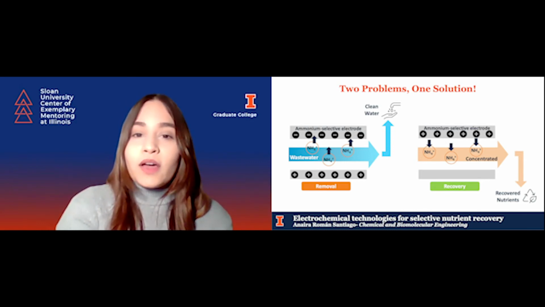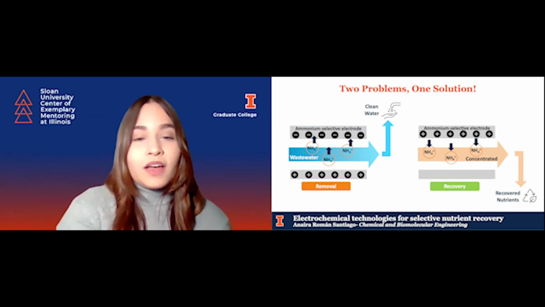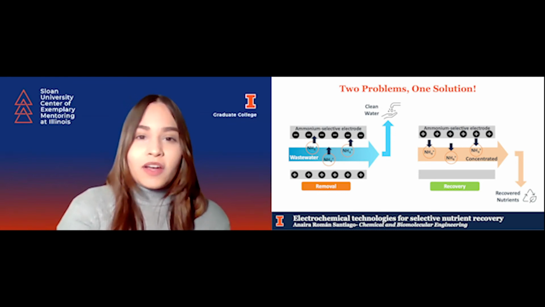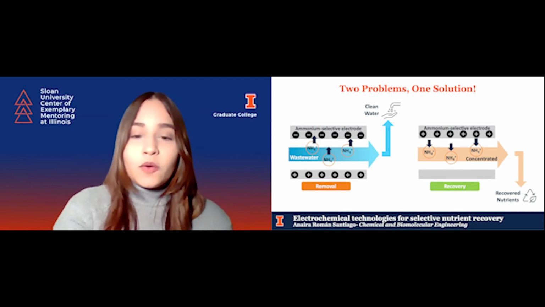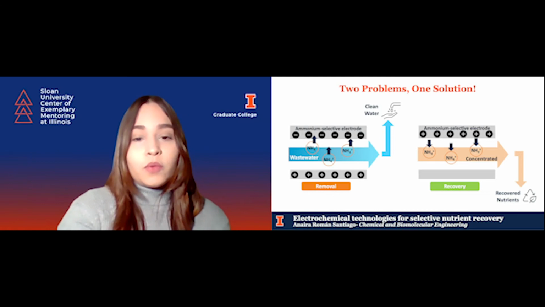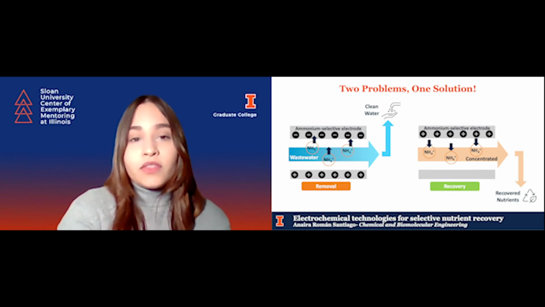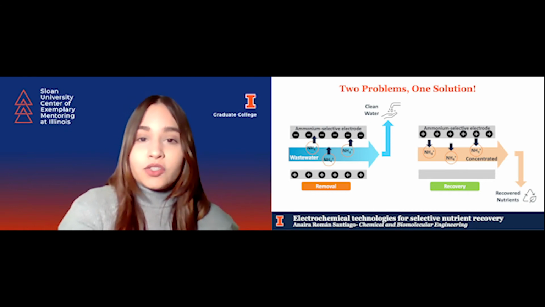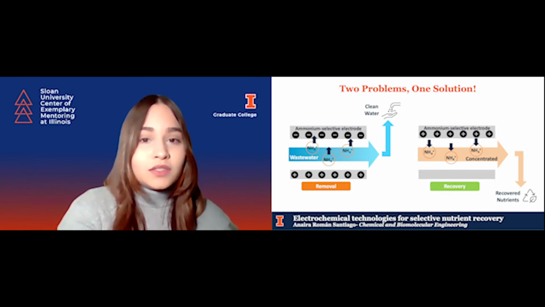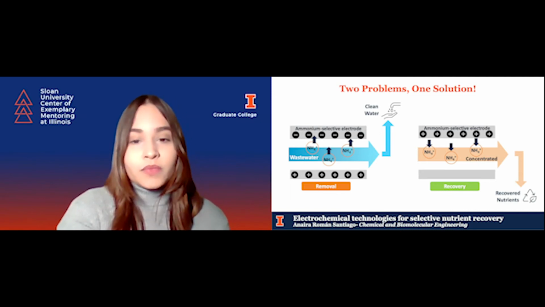But what if I told you that we are able to solve both of these problems with just one system? And in this next slide, that is what I am presenting to you. So my research group is looking at electrochemical technologies that will enable us to not only remove these from water, but also recover them. Essentially, we are looking at ammonium selective electrodes that, when applied a negative potential, will absorb these positively charged ions onto the surface and remove them from water.